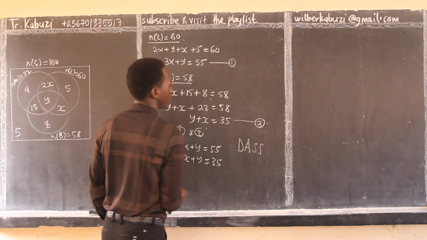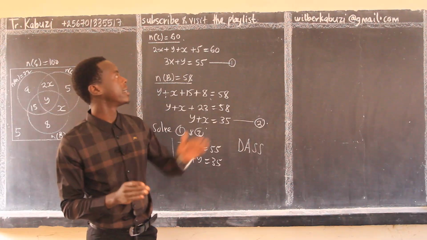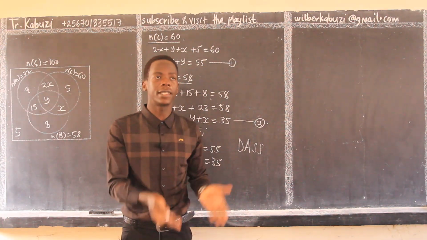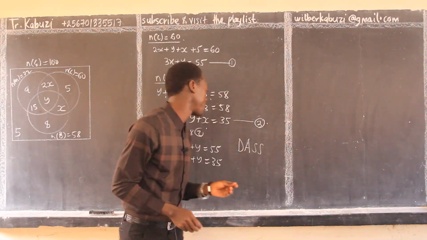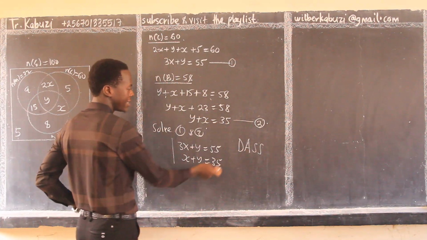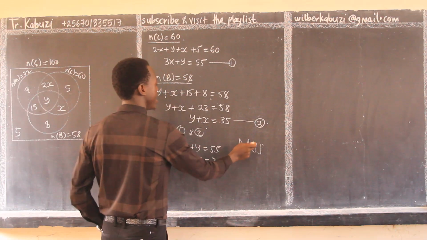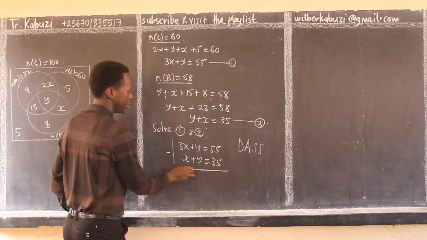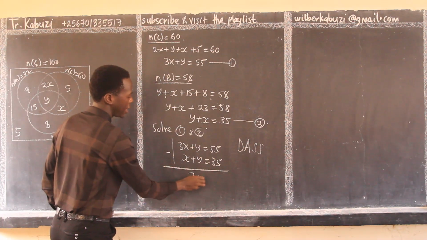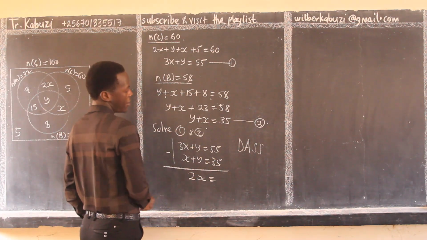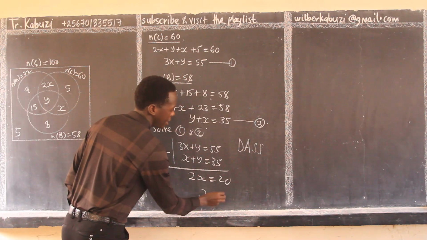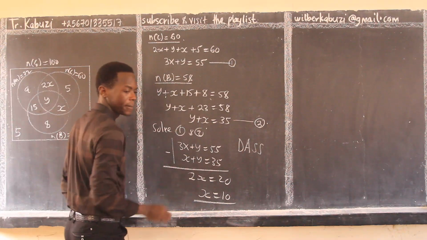This is now elimination. By the way, if you want the full topic of sets, visit the playlist, then tap on it, scroll down, you'll see sets in the details. Anyway, that says different signs add, same signs subtract. So we have same signs, so we are going to subtract. This will give us 2x equals 20, implying that our x is 10 if you divide.